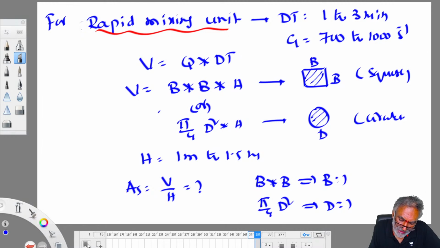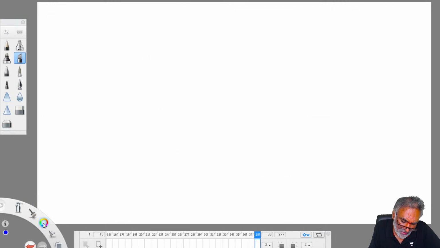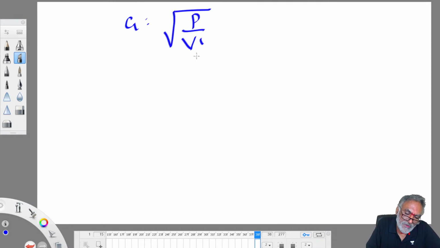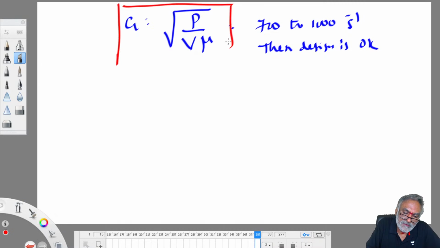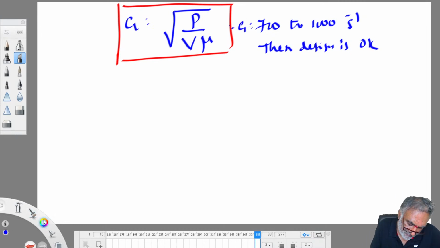Similarly, velocity gradient, if you cross check and verify how much you are supposed to get, then design is okay. Verify with velocity gradient, G is equal to root P by V mu, and you should get anywhere between 700 to 1000 second inverse, then design is okay. Where P is equal to power imparted to water in watts, V is equal to volume of the rapid mixing unit, mu is equal to dynamic viscosity of water. So we have used this formula and worked out some numericals also. Okay? G value is supposed to be anywhere between 700 to 1000 second inverse.